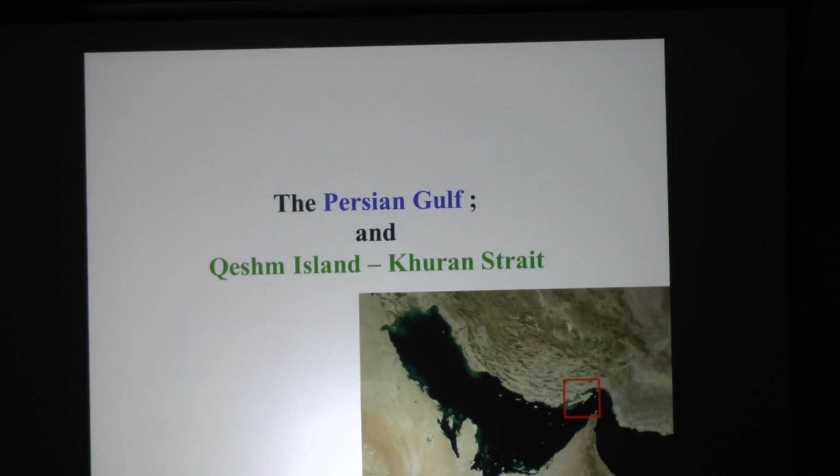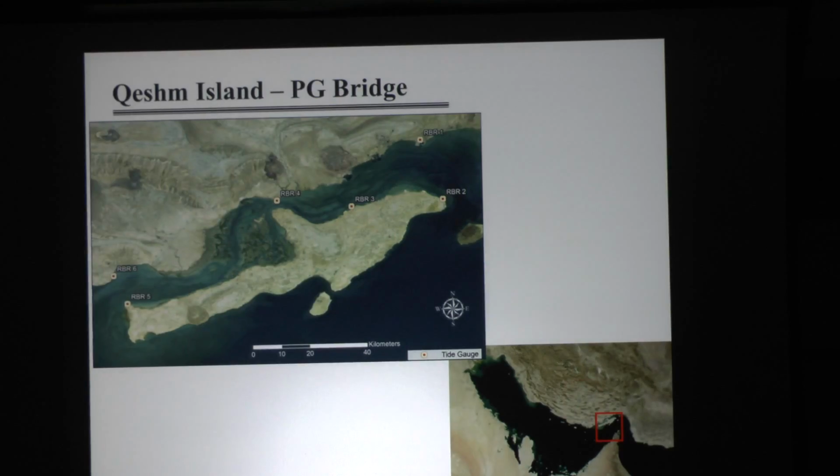Okay, my last thing that I'm going to talk about is related to some area here. This is the Qeshm Island. It's the biggest island in the Persian Gulf. There are big mangrove areas here, and we have many coral reefs in this area.